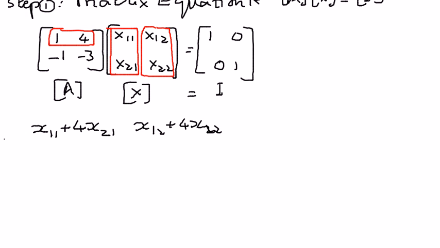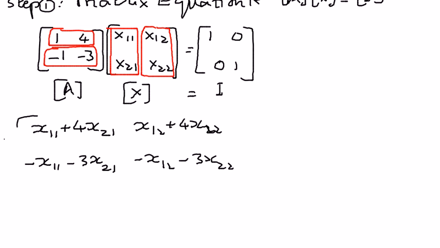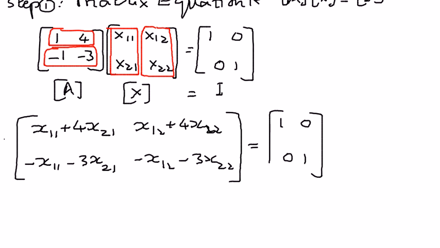We've exhausted the first row of the first matrix. Then we take the second row of the first matrix and perform the same operation. -1 times x11 will be -x11 minus 3x21, and then -x12 minus 3x22, and all of this we'll put in brackets that way, is equal to this identity matrix, which is on the right hand side of the equal to sign.